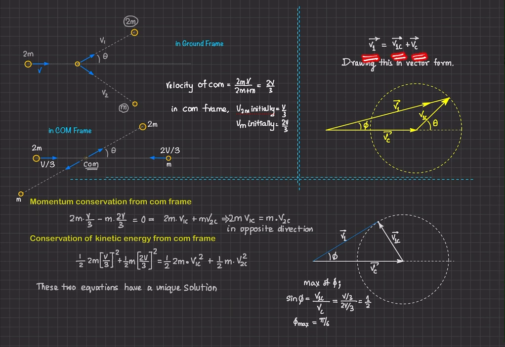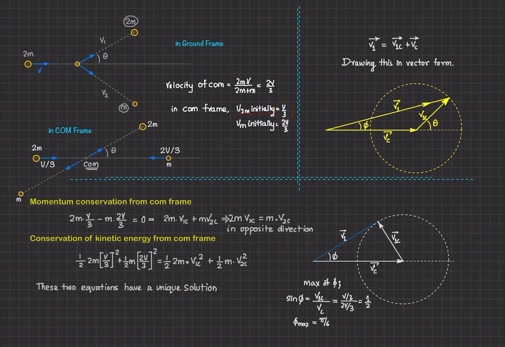This is what we are writing now. After writing this, see from here this Vc vector, it is constant, right? Vc is 2v by 3 towards right. As this mass was moving towards right, the center of mass is also moving towards right. So Vc is a constant vector. But what about V1c? V1c's magnitude will be V by 3.